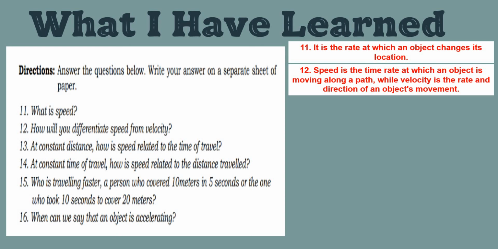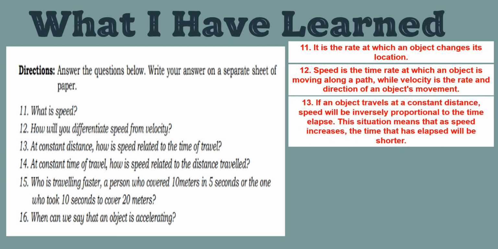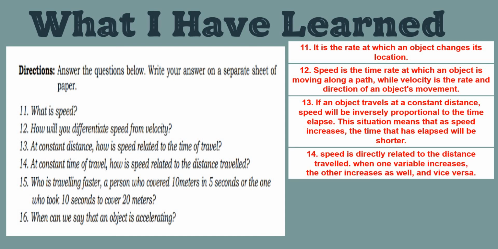At a constant distance, how is speed related to the time of travel? If an object travels at a constant distance, speed will be inversely proportional to the time elapsed. This situation means that as the speed increases, the time that has elapsed will be shorter. Number 14. At a constant time of travel, how is speed related to the distance traveled? Speed is directly related to the distance traveled. When one variable increases, the other increases as well, and vice versa.